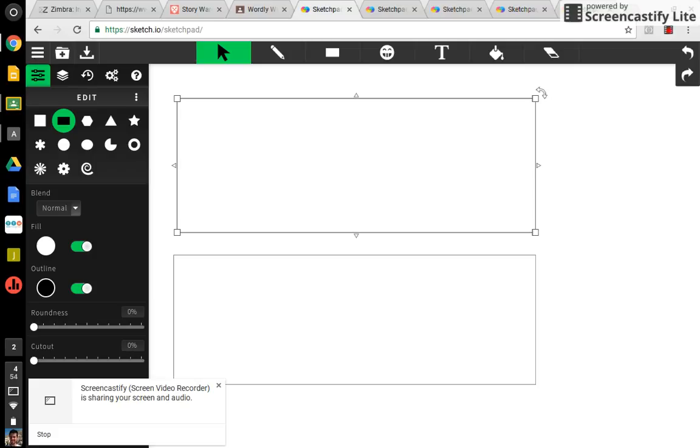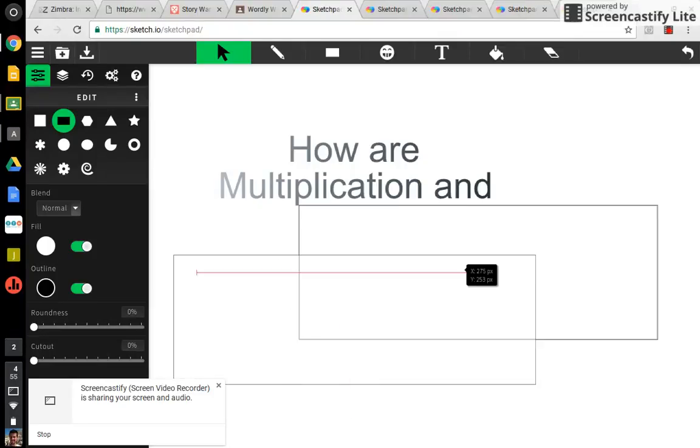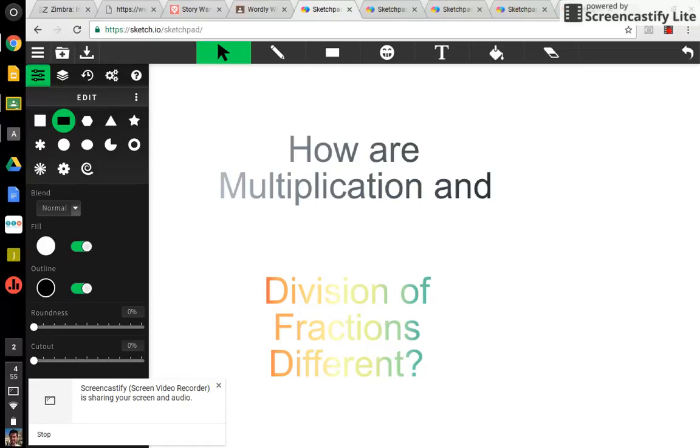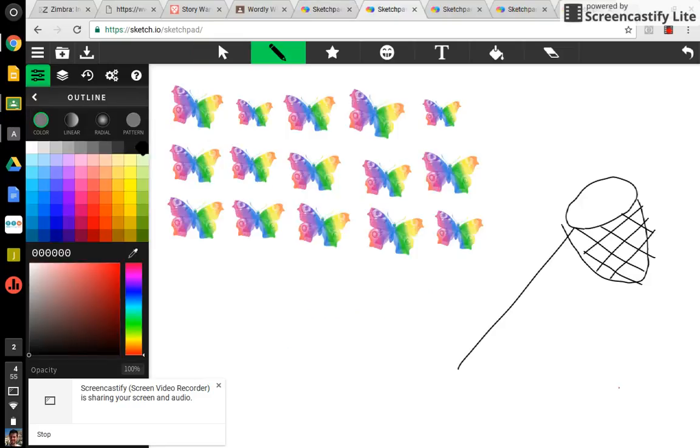Today, I'm going to talk to you about how multiplication and division of fractions is different. We've been talking a lot about multiplication of fractions, but now we're going to shift to division. And specifically, what does it look like? How is it different? So let's jump into a problem that can illustrate what multiplication of fractions looks like.